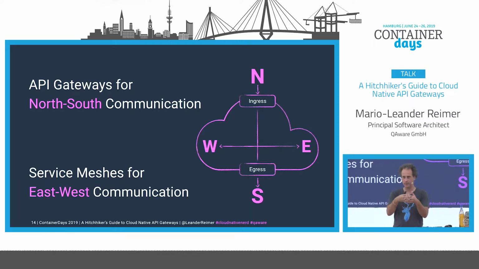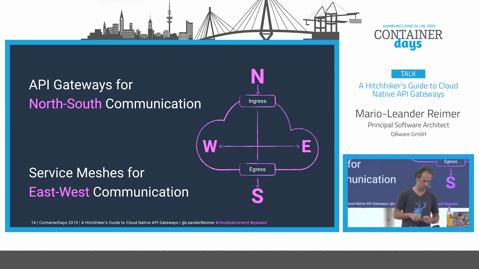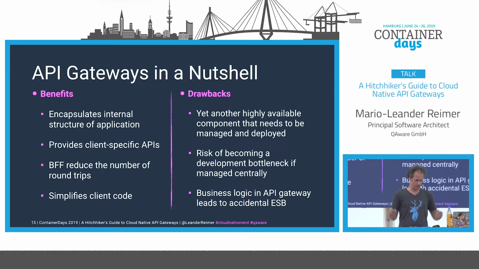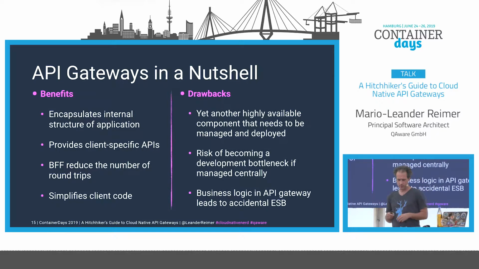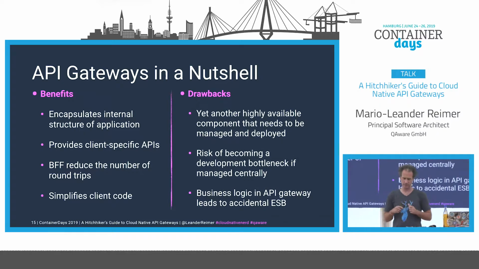Of course, both together make sense, right? A service mesh such as Istio does have an API gateway, kind of, right? It has this ingress and egress gateway. So it does make sense to have both, but today we only look at API gateways, okay? So in a nutshell, benefits. Encapsulate internal application structure, that's important, right? Provides client-specific API, backend for frontend, might reduce the number of server round trips, and it simplifies client code.